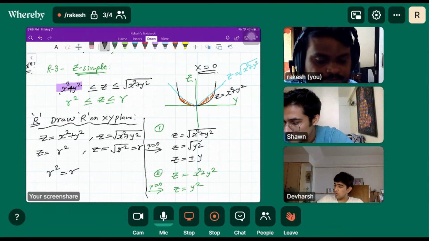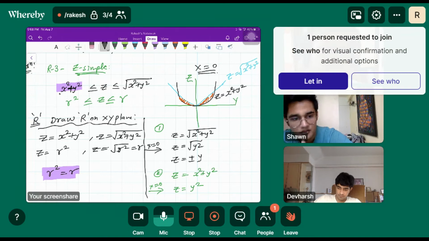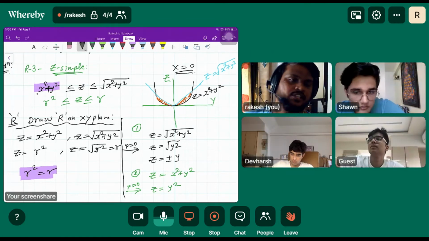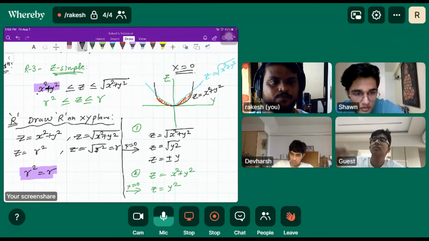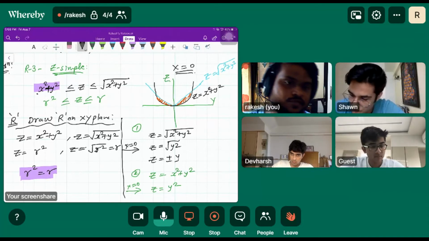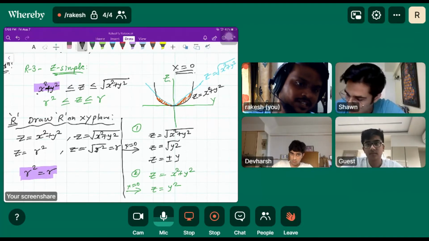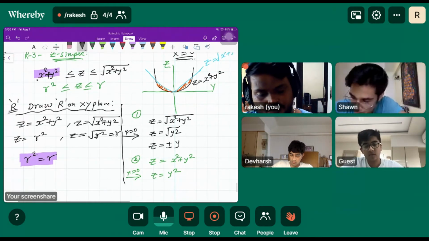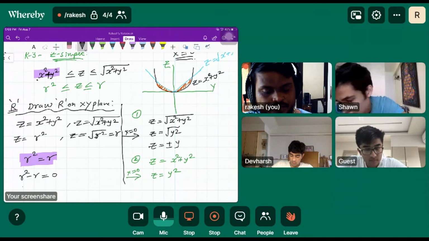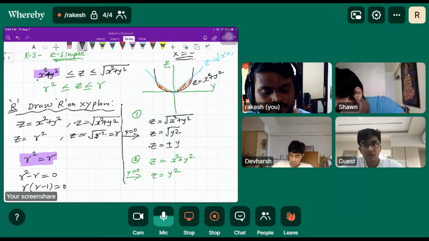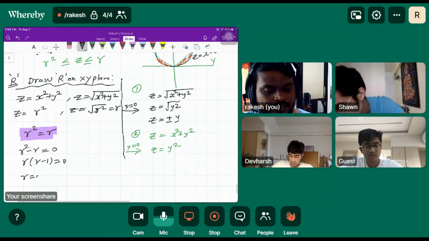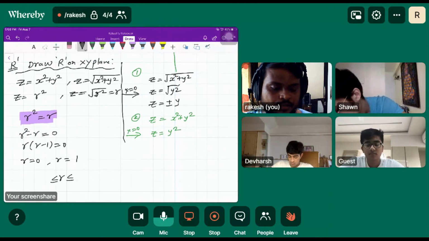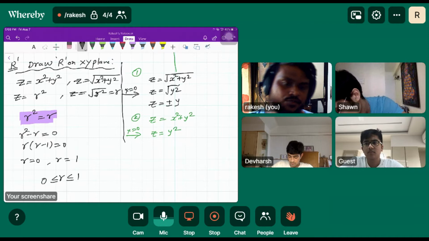Are you getting this? This is one way of equating. I'll also explain how to equate the rectangular coordinates in the equations. But this is another way of equating because we have to find out the range of r and theta, right? So if r square is equal to r, we can have r square minus r is equal to 0, r into r minus 1 is equal to 0. So r is equal to 0 and r is equal to 1. So obviously it will give you the lower bound and upper bound of r, which is 0 to 1.